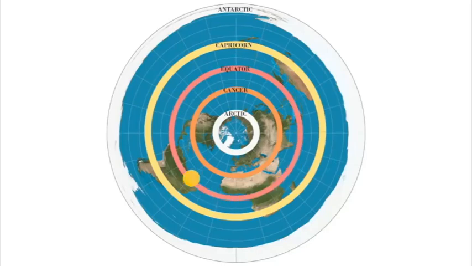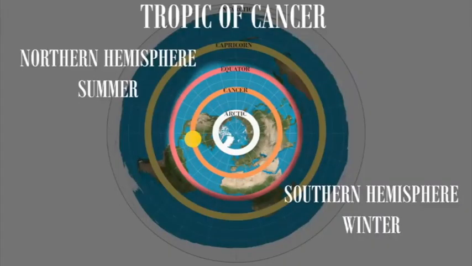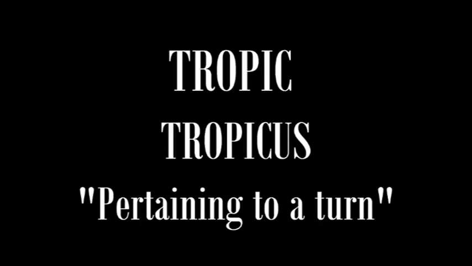The sun journeys from the equator at the March equinox up in concentric spirals to the Tropic of Cancer. When the sun is in this position, the northern hemisphere experiences summer and the southern hemisphere experiences winter. After which, the sun turns and begins making its way back to the equator. The word tropic stems from the Latin word tropicus, which means pertaining to a turn.